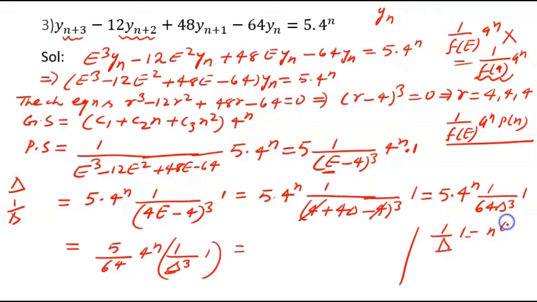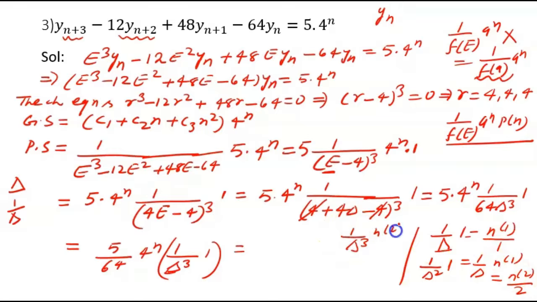I will get n to the power 1 by 1. Means it is like if you integrate just 1, you get x, so n to the power 1 by 1. If I operate 1 by delta square on 1, I need to operate 1 by delta on n to the power 1. So that will give me n to the power 2 by 2 using the formula. And finally, if I operate 1 by delta cube on n to the power 2 by 2, what will I get? n to the power 2 will become n to the power 3 by 3, and this 2 is already there, so I will get 6.